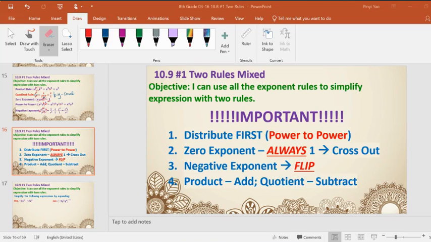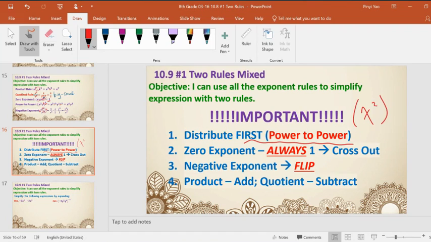Now that you have finished writing, let me explain how to go through and use these steps. First, power to power. That means whenever you see an exponent on the outside of parentheses like that, the first thing you do is always distribute in the exponents. And after that, you can continue with other steps.